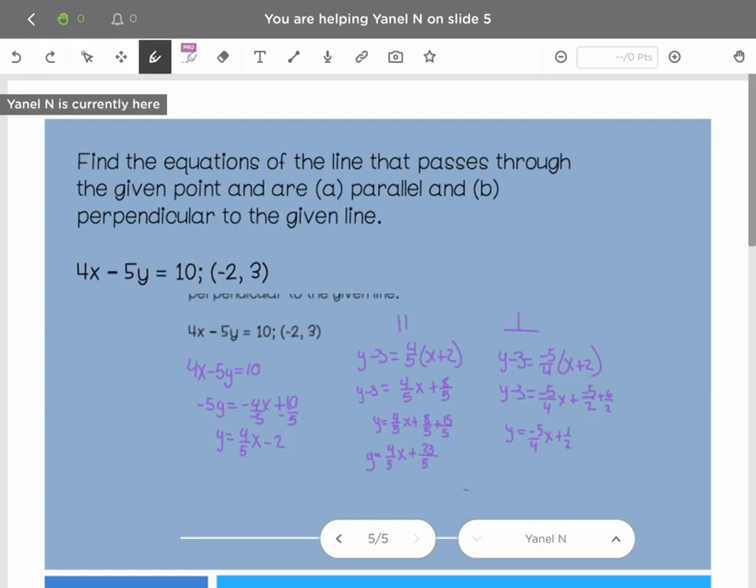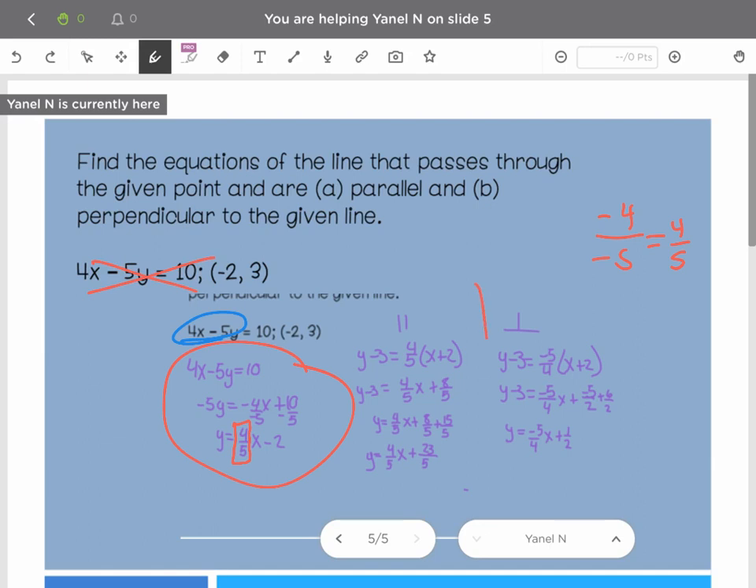And then the last one was find the equations of the line that pass through the given point and are A, parallel and B, perpendicular to the given line. So from your given line, the only thing you're finding from there is your slope. Remember, you can either do -a over b. So -4 over -5 would give you 4/5. That could have been your slope. Or you can do what Yanel did here and solve it for y and then take the slope from what's next to x. Either way, you get the slope 4/5. And then that's it. You're done with this equation after that point. Remember, you're only taking from there the slope.